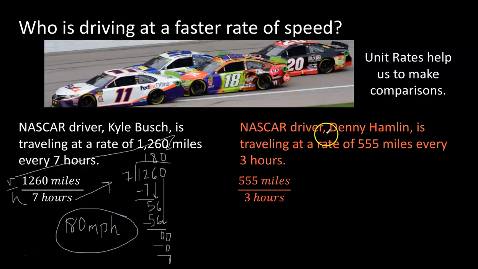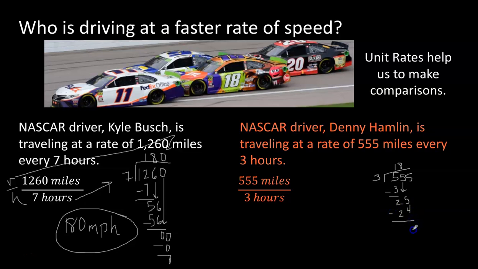Now over here, this part talks about Denny Hamlin, and Denny Hamlin is traveling at a rate of 555 miles every 3 hours. So we're going to convert this rate to a unit rate by division. 3 goes into 5 one time. 1 times 3 is 3. 5 minus 3 is 2. I cannot ask the question till I bring a number down. 3 goes into 25. Well, think about it. 3 times 9 is 27. 3 times 8 is 24. That will work.